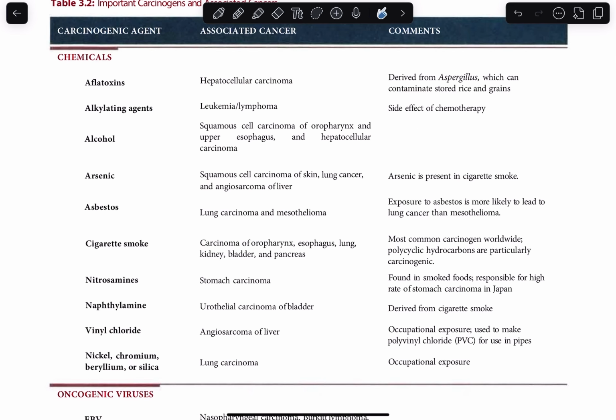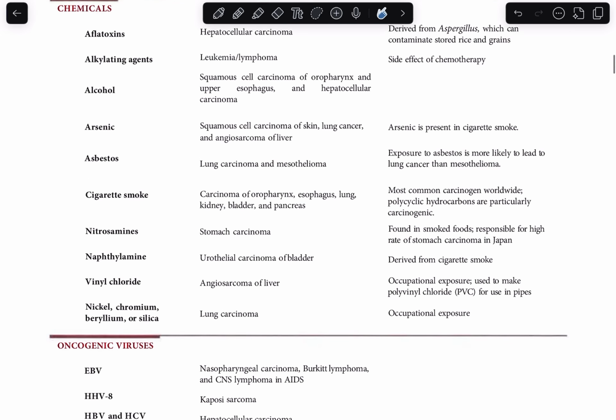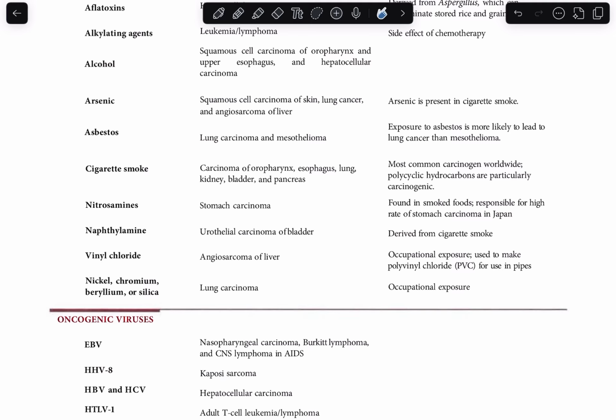Arsenic is associated with squamous cell carcinoma of skin, lung cancer, and angiosarcoma of liver. Arsenic is present in cigarette smoke. Asbestos is associated with lung carcinoma and mesothelioma. Exposure to asbestos is more likely to lead to lung cancer than mesothelioma.